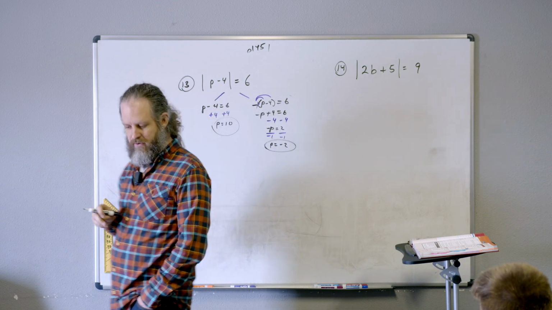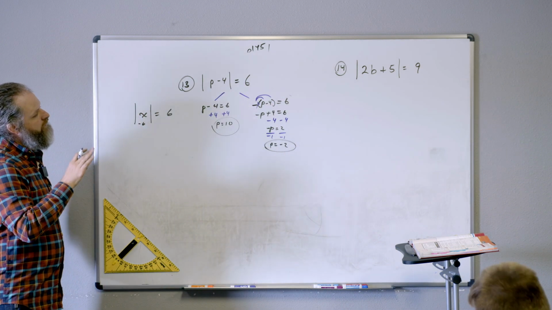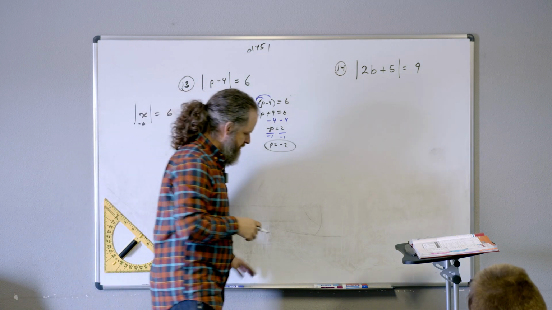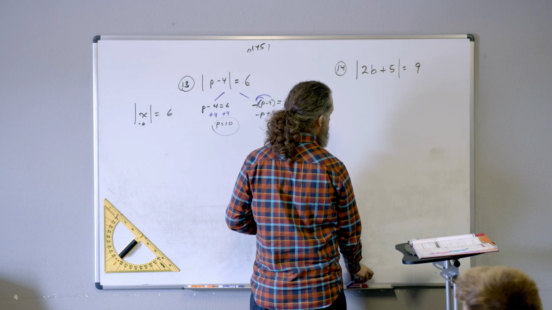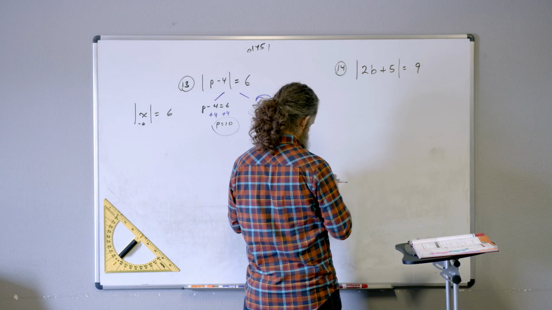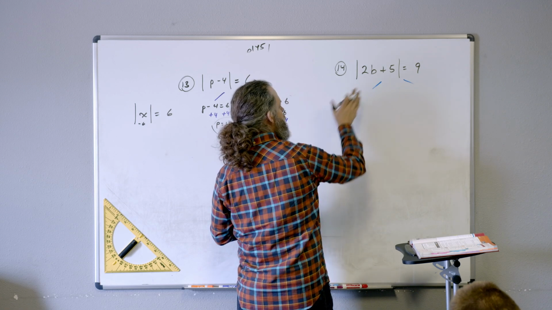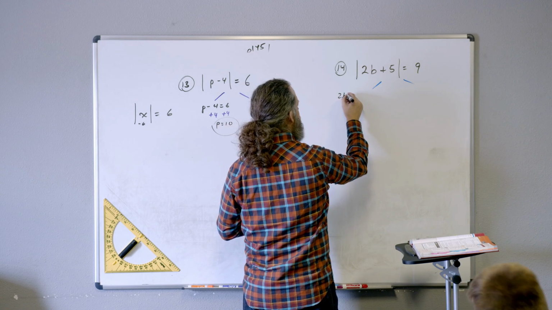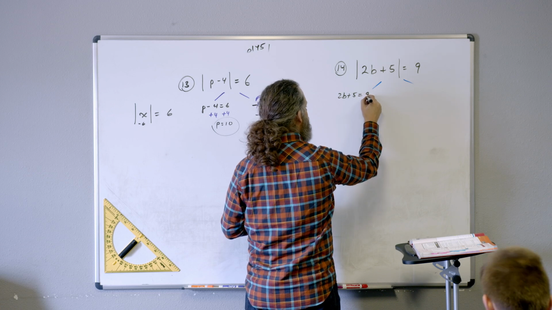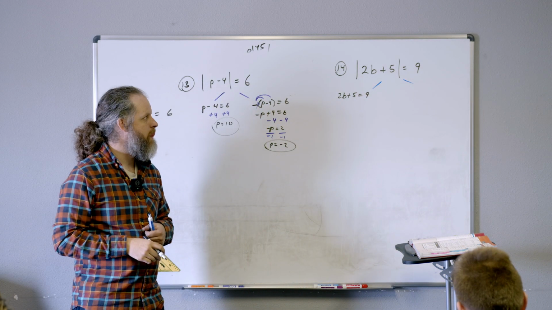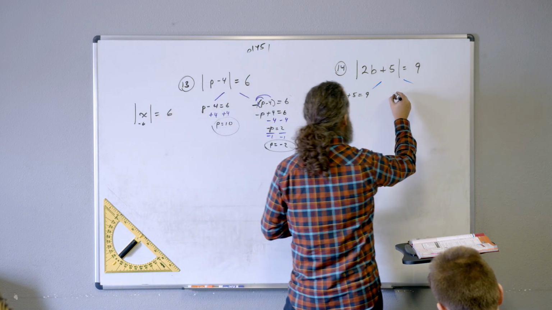Okay, so now we've got the absolute value of 2b plus 5 equals 9. So what do we need to do? We need to split it into 2, into the positive version and the negative version. The positive version is just that, right? 2b plus 5 equals 9. What is the negative version going to look like? Negative in parentheses.